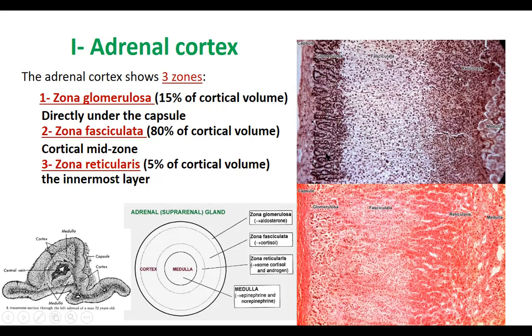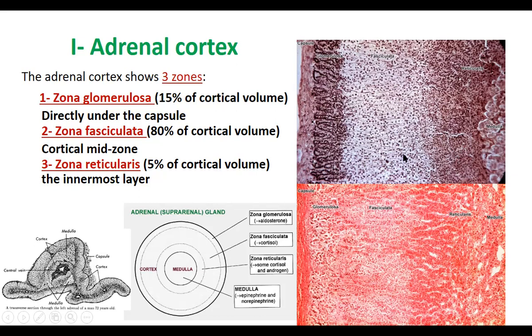This is the capsule outside, and this is the zona glomerulosa. This is the zona fasciculata. Then inside that, the deepest layer is called the zona reticularis, because it looks like reticular formation, in the form of chains and other things. So this is called the reticularis. Okay, so these are the three layers: zona glomerulosa, fasciculata, and reticularis.